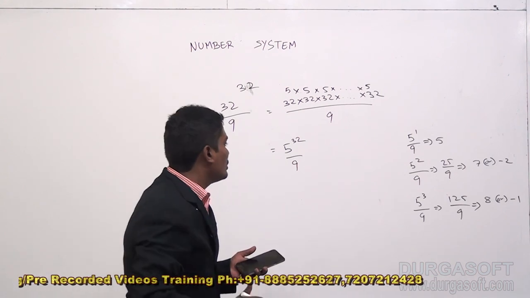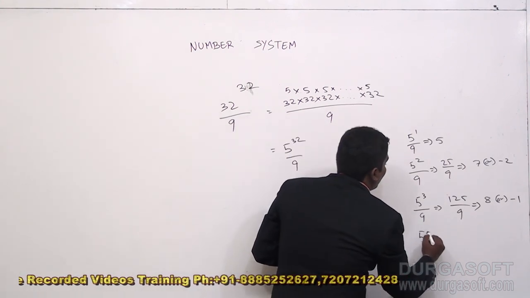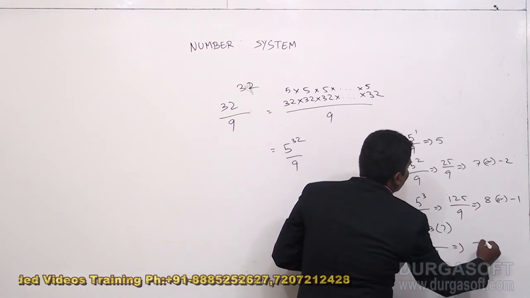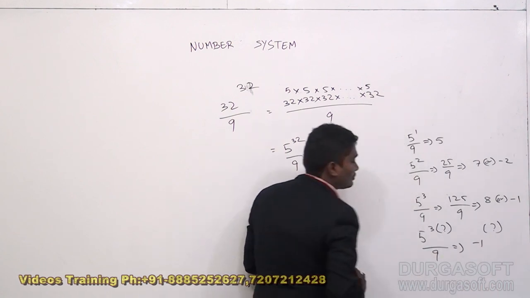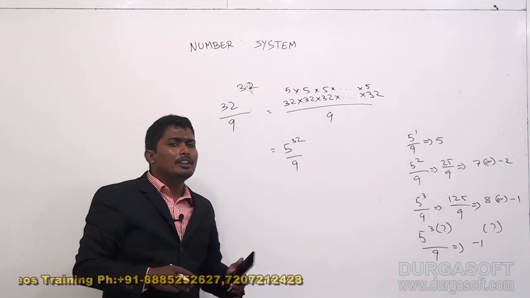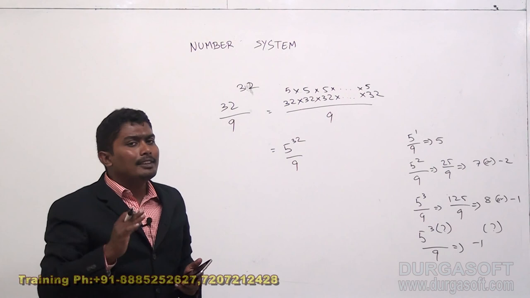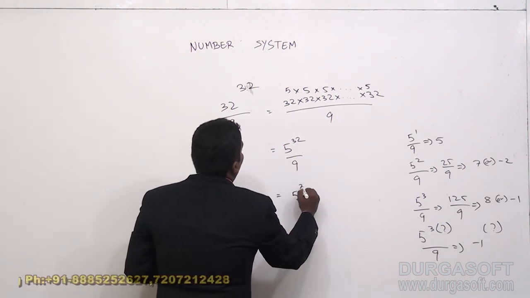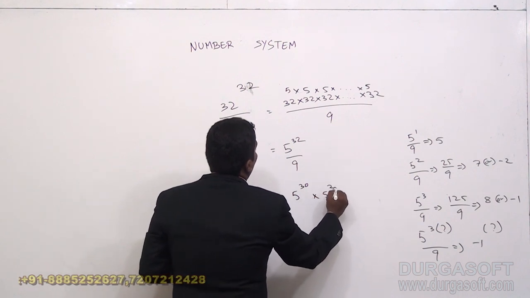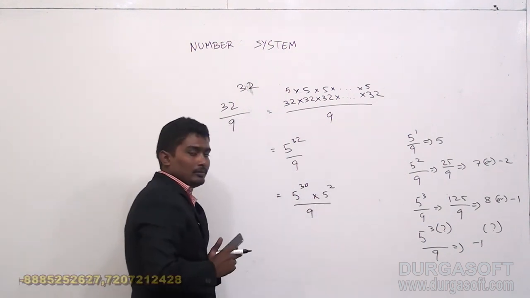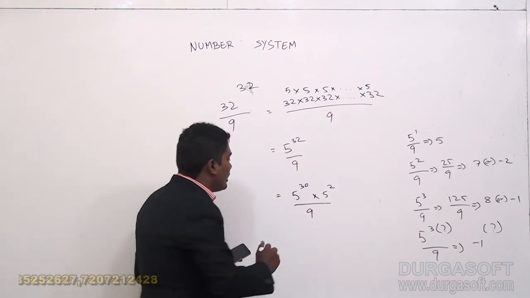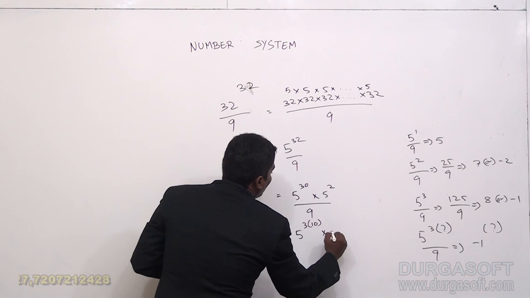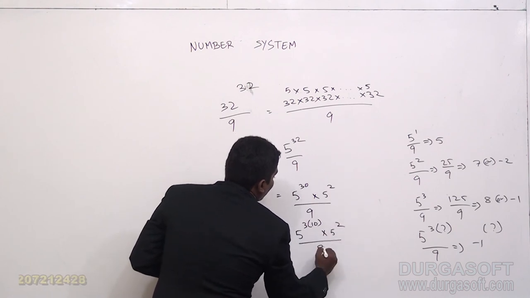So what I need to do is write this number in the form of 5 power 3 into some number. Then I'll get the remainder as minus 1 to the power of the same number. But here, 5 power 32, 32 I can't write as 3 into some number. So I'll write 5 power 30 into 5 power 2 separately, divided by 9. Next, 5 power 30, I'll write as 5 power 3 into 10, into 5 square, by 9.